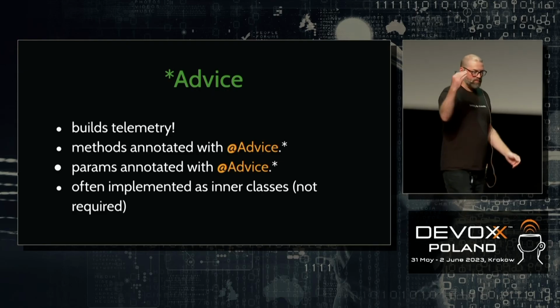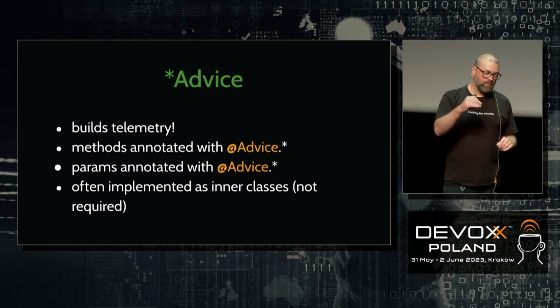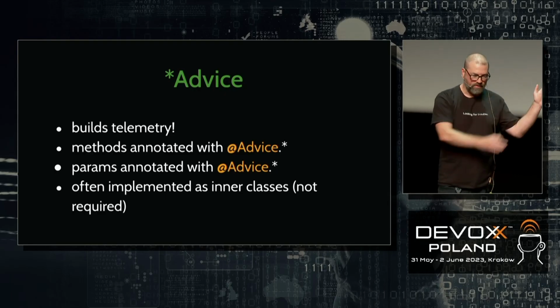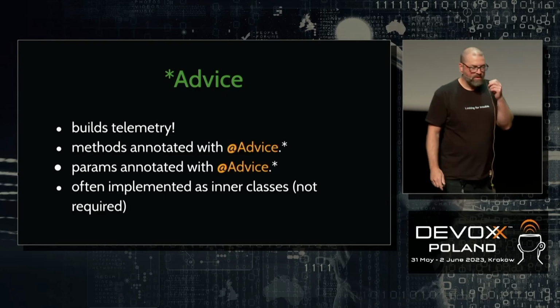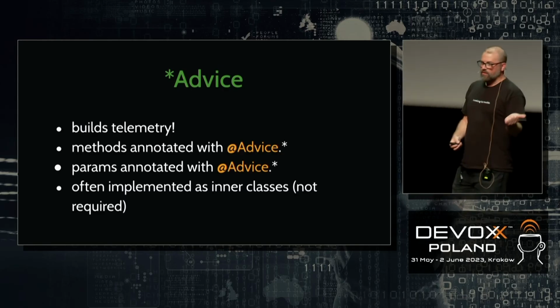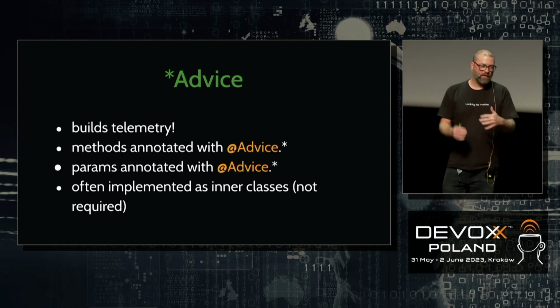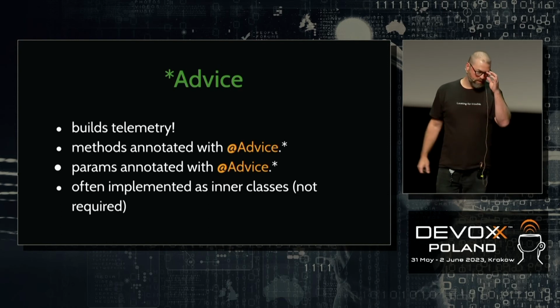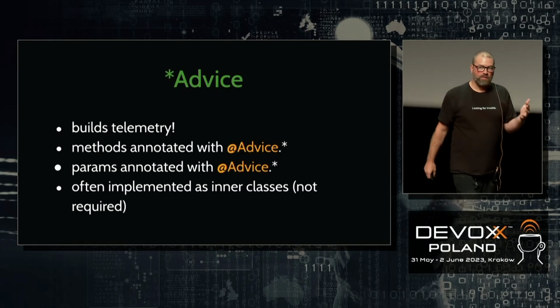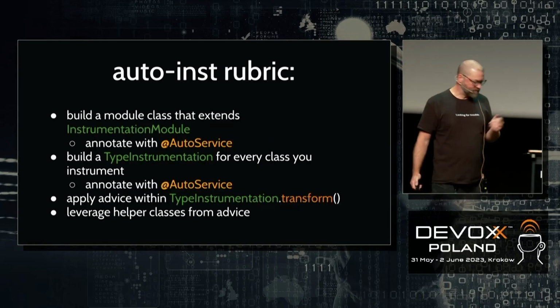These advice annotations are put on methods, and they are also put on parameters. We'll see this in code in a second. If you look in the agent source code, you'll see that these are often referred to by their name, as a string, and they are not directly passed to the transformer. And that is to reduce, I believe, the amount of class loading that's happening.